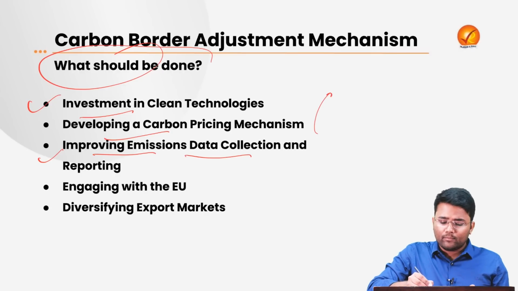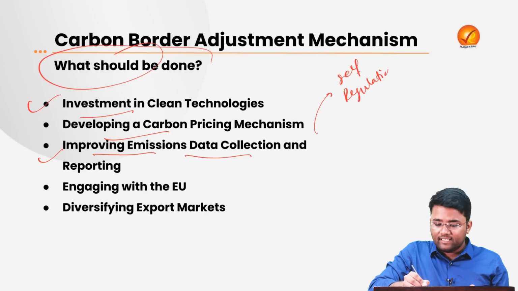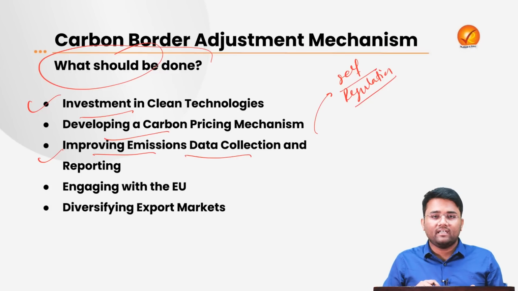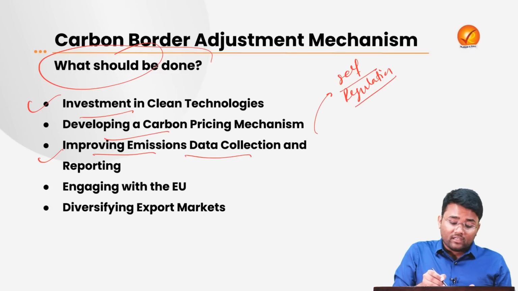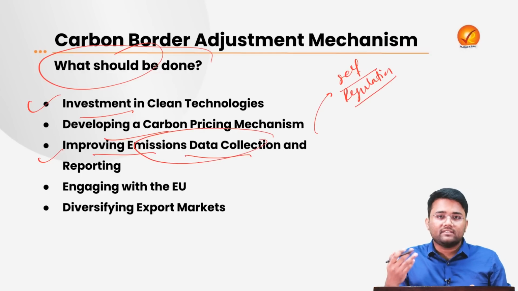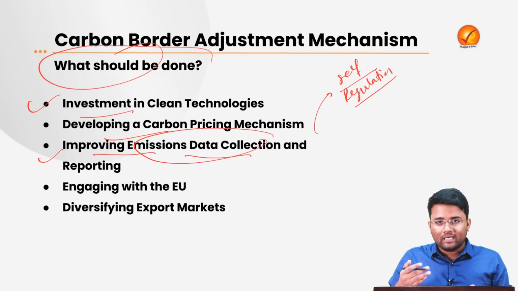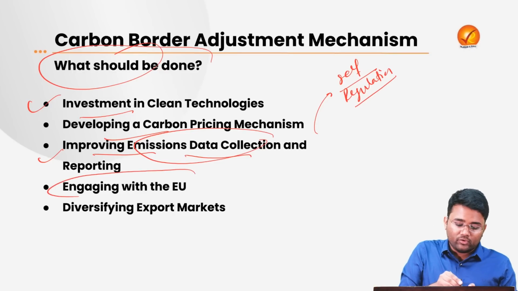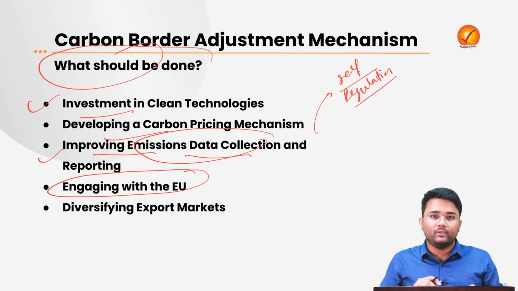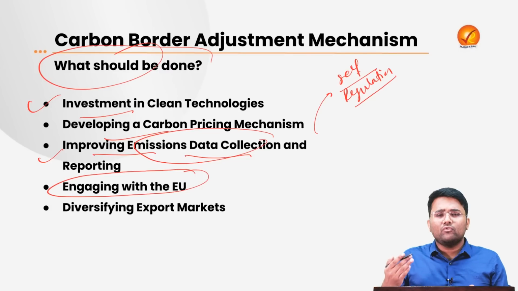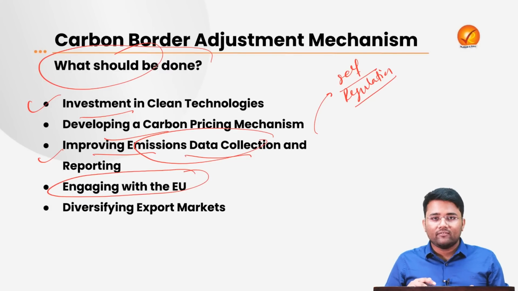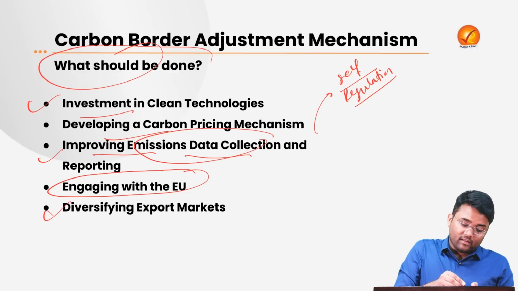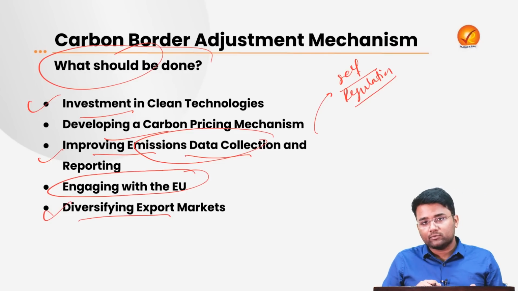Here the self regulations can be helpful, where companies by themselves are coming with that data, giving data regarding various emissions that they are doing. They are directly reporting this. There is also need to engage with the European Union. We need to go for the diplomatic channel so that we can get some leverage or concessions, because this might impact our various sectors. Then we also need to diversify the export market.